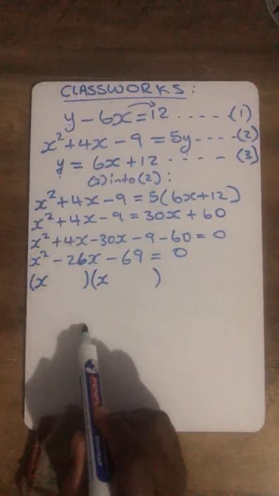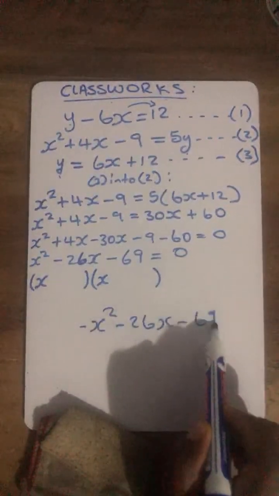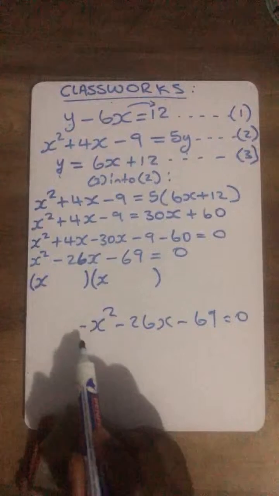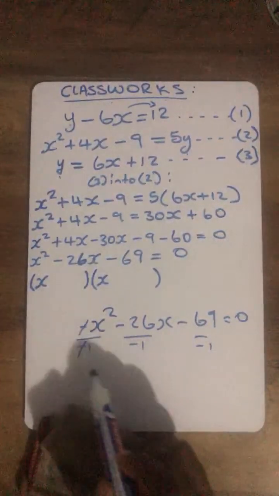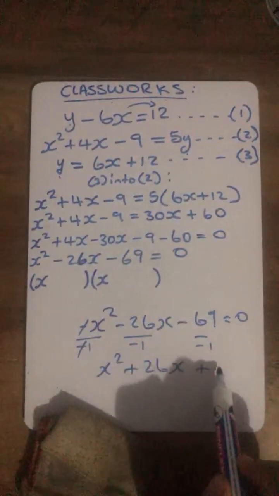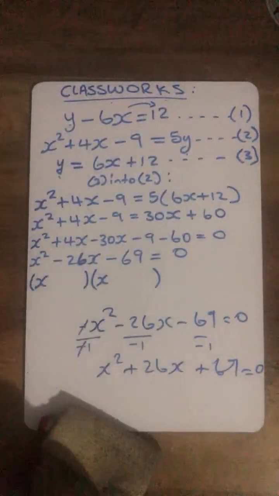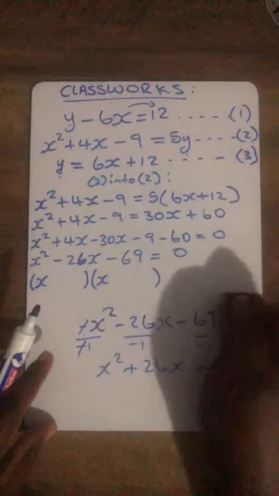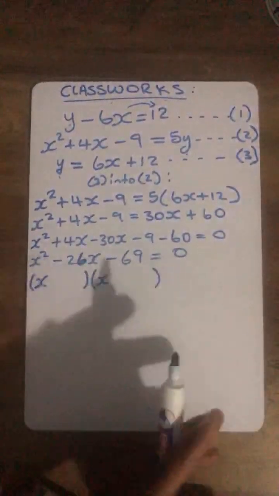So if it was like this, if it was like that, then you're going to divide by negative 1. Then everything changes. Then you have x squared and then plus 26 there, and then plus 69 there. But now you don't have a negative there. Unless I'm missing something, guys, but I don't think there's something that I'm missing. Maybe let me quickly check.